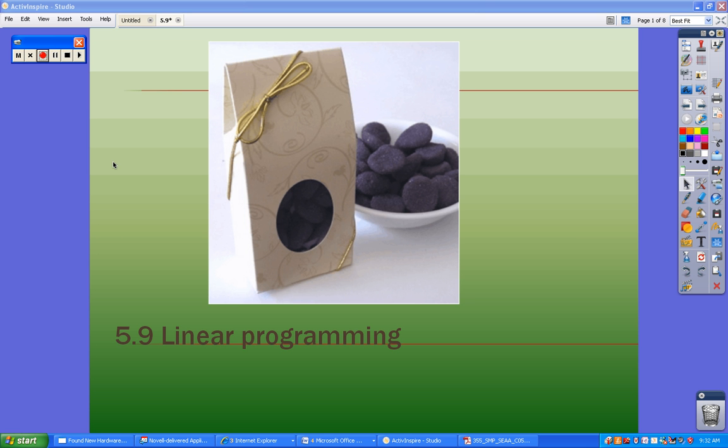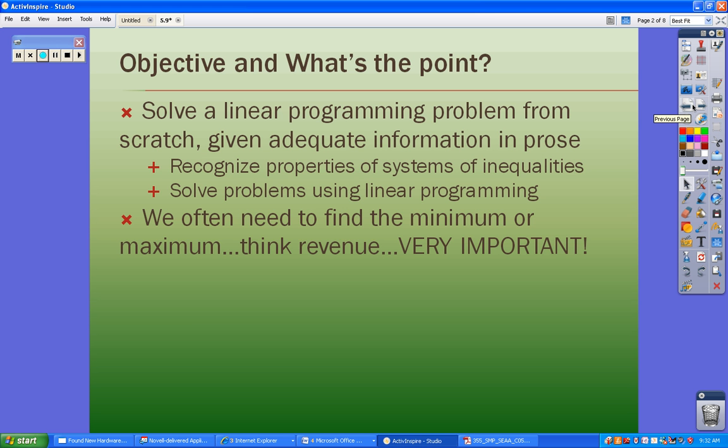These are your notes for section 5.9 on linear programming. Objective and what's the point? Okay, we're going to solve a linear programming problem from scratch, which means it's going to be kind of lengthy. I'm going to tell you these are long problems, okay?